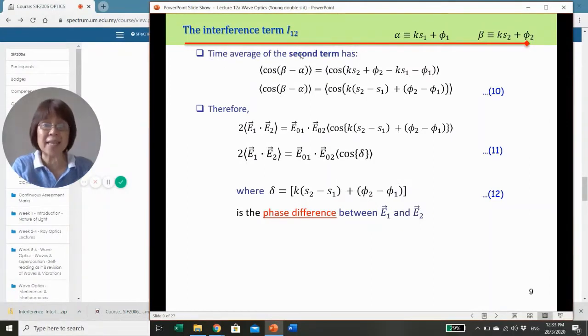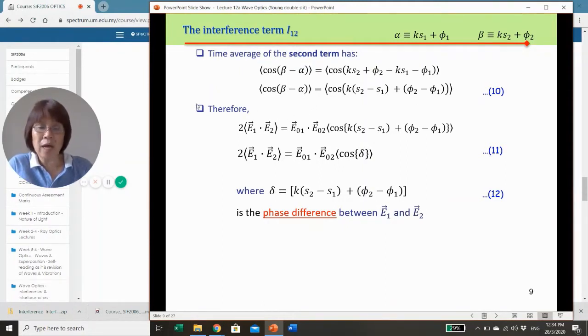But let's look at the second term instead. We are going to insert the defined expressions from earlier. We insert these back into beta and alpha, and that will give us k s2 plus phi 2 minus k s1 minus phi 1. We lump together k (s2 minus s1), that is to do with the path difference, plus (phi 2 minus phi 1), that has to do with the phase difference.